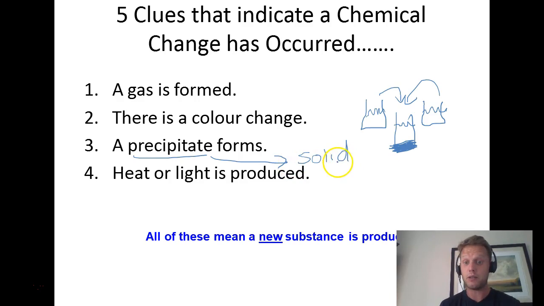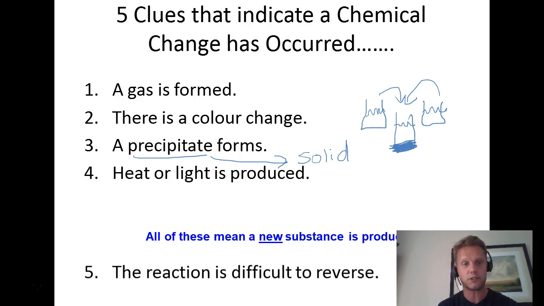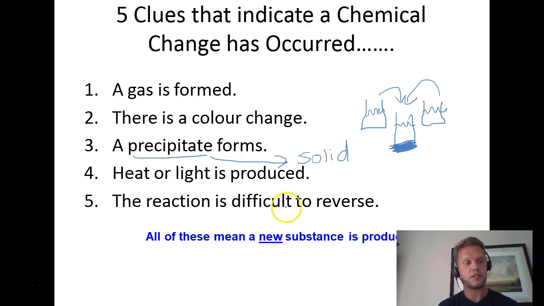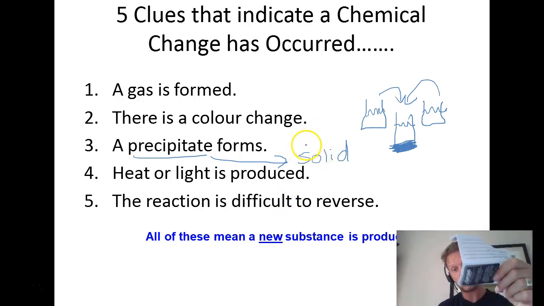Another example is heat or light. When you light paper on fire, it actually gets hot and light is being produced. That's an example of a chemical change. And finally, the reaction is irreversible. This means that once I burn this paper and turn it into a gas, I can't take that gas and turn it back into paper. I can't take the ashes from a fire and turn them back into paper. It just can't happen, so that means it's irreversible.